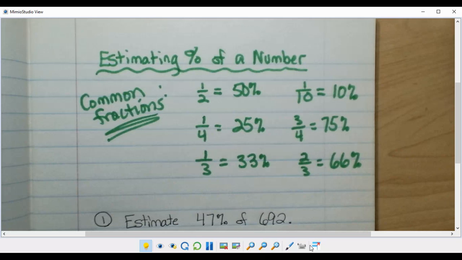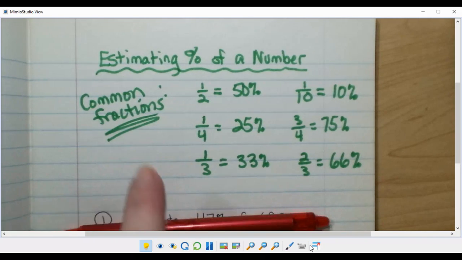I ask you to learn some common fractions and their percent equivalent. Now, hopefully you've been working with these for a couple days, a couple weeks now. Hopefully you're kind of familiar with these. If not, you might want to get a note card and jot these down, pause the video and jot them down, or take a screenshot and save it so that you have access to it later on. All right, so let's look at this.